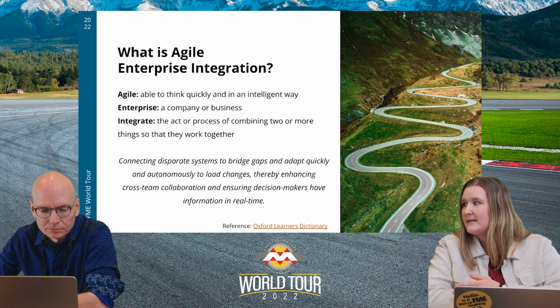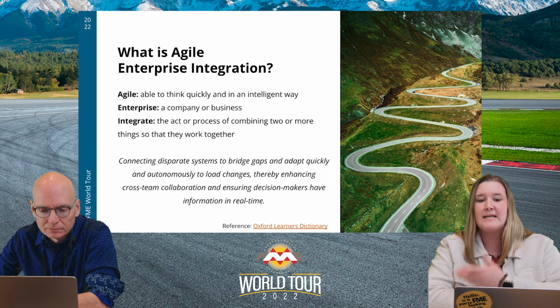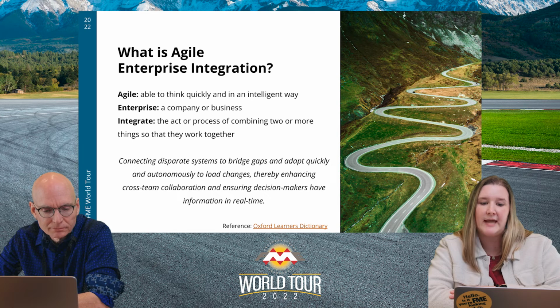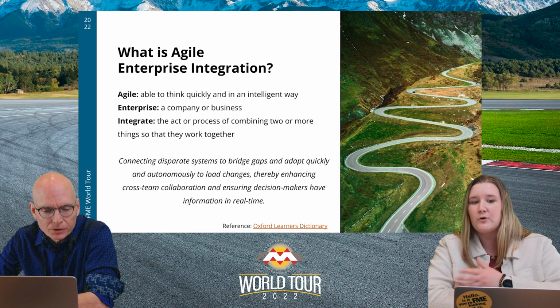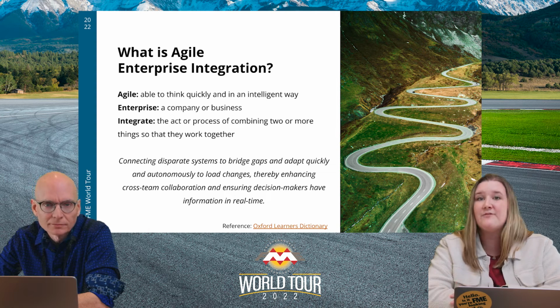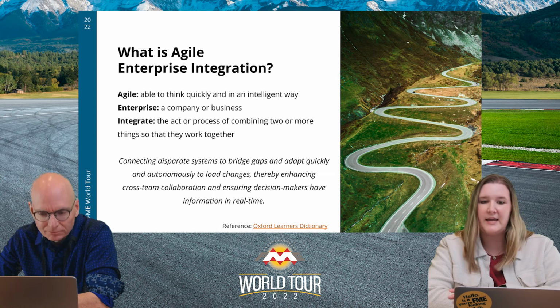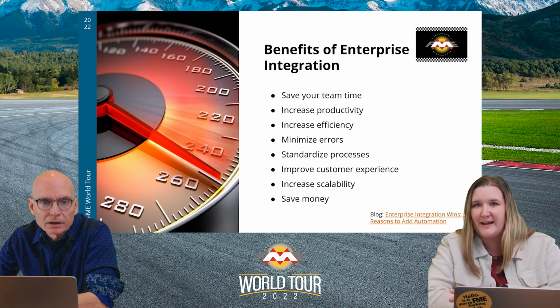So as a collective and in our context, Agile enterprise integration means to connect disparate systems to help break down data silos and adapt quickly and autonomously to changes, which enhances cross-team collaboration and also ensures decision makers have information in real time. I'll now hand over to Don to introduce some of the benefits of enterprise integration.